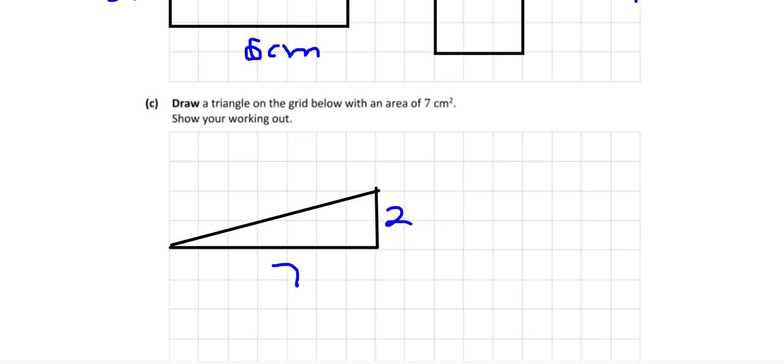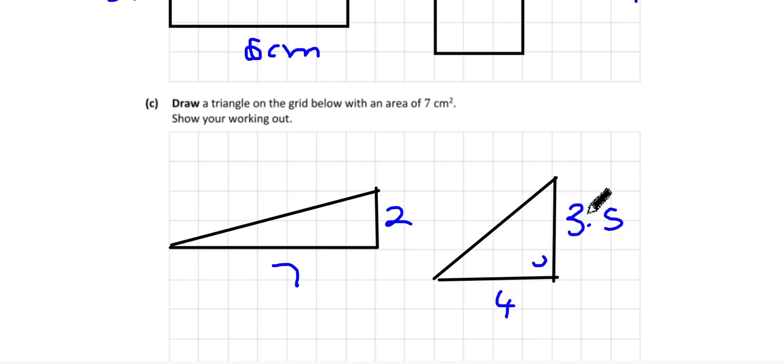Some people tried 3.5 by 4. Because what's 3.5 multiplied by 4? Anybody know? 3.5 multiplied by 4 is 14. So you can do it like this. You can do 3.5. Most of you didn't do 3.5 properly though, I'm afraid. And there you go. That's 3.5 and 4.